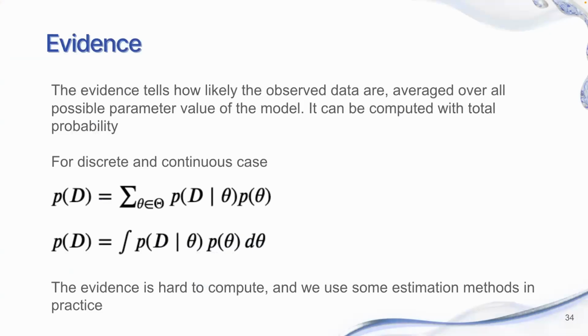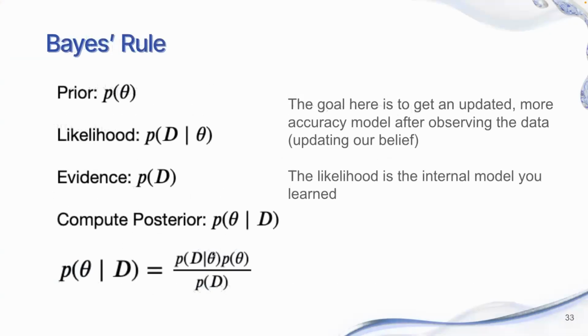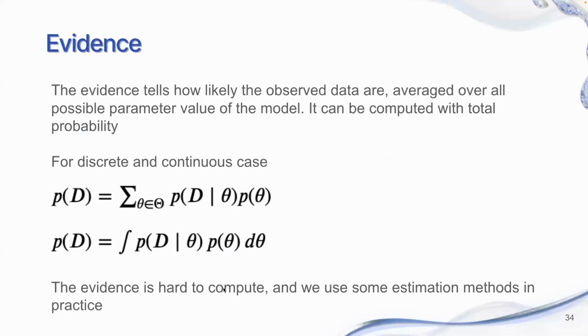Okay, so now let's talk about evidence. Just remember, evidence is in the denominator of your equation. Evidence tells how likely each observed data is, and it's averaged over all possible parameters or all possible model values that you have. It can be computed with total probability. For the discrete case, you just take a summation, and for a continuous case, you use integration. But this doesn't matter too much.